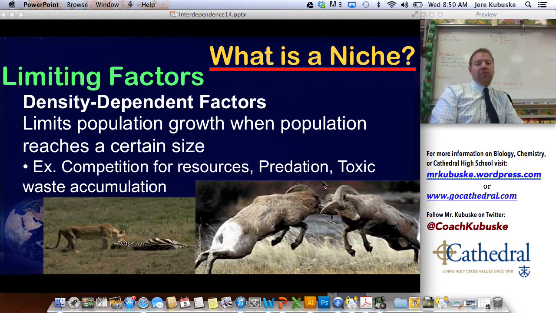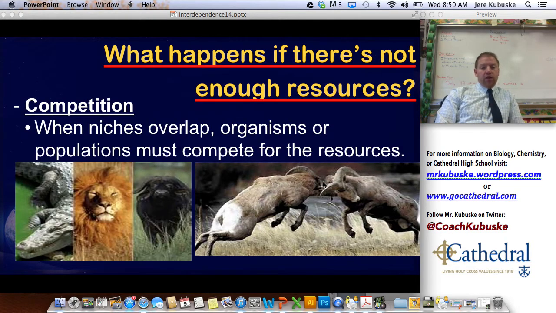So these are the types of things, and again, it's going to depend on the size of your population, which is what these factors are really going to control. Okay, so when there's not enough resources, we call that competition. Now this could be competition between similar animals, like you can see the rams here butting heads, probably fighting over mates and territory. Or it could be competition between two different species in a community.